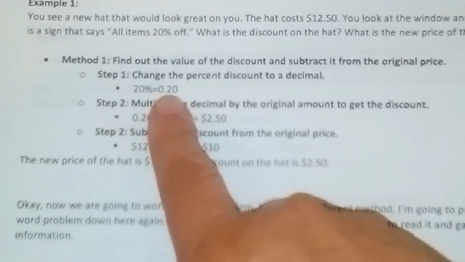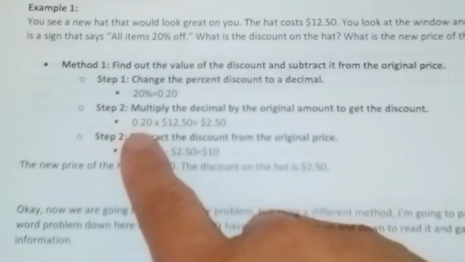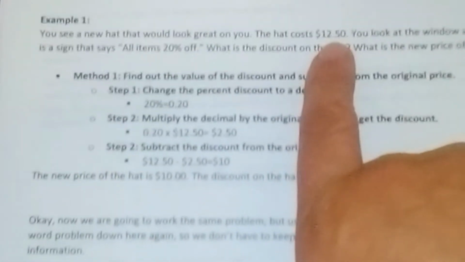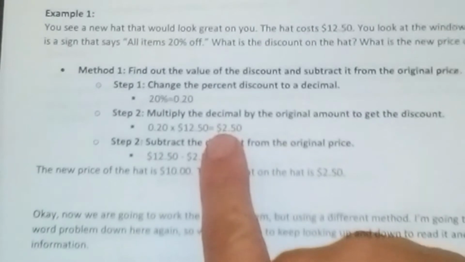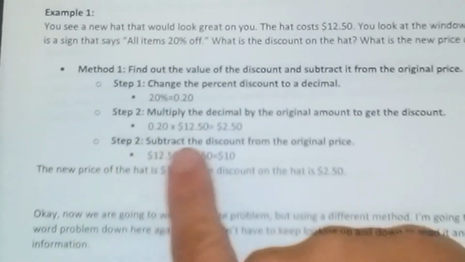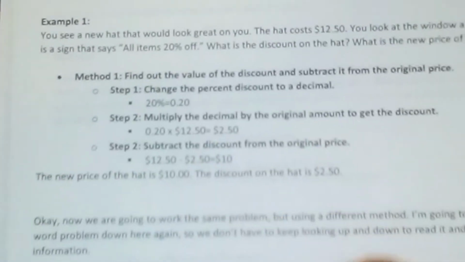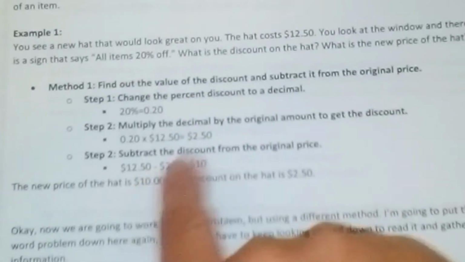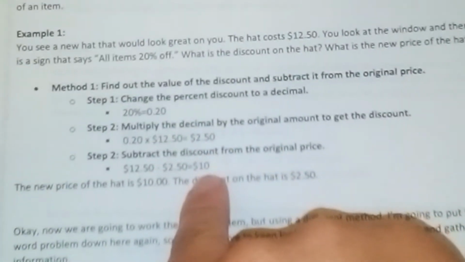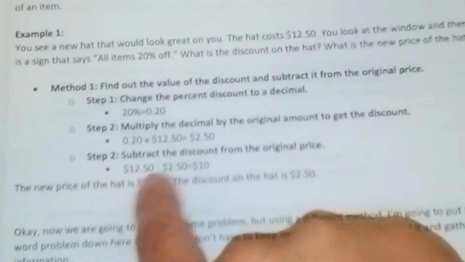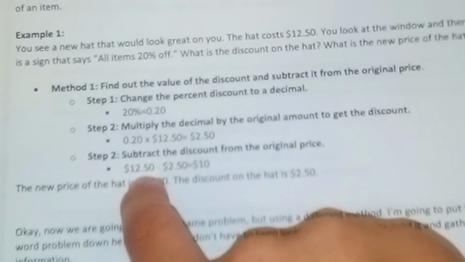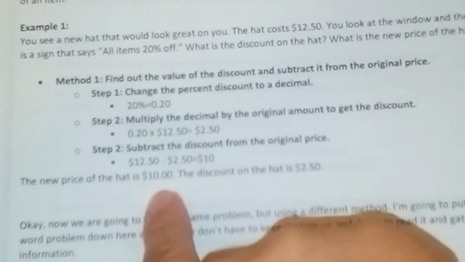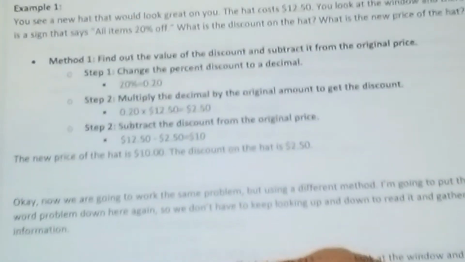Our second step is to multiply the decimal by the original price to get the discount. So we are going to use our decimal of 0.20 times the original price, which is up here in the problem, which is $12.50. And when we multiply that, we get $2.50. Step 3 is to subtract the discount from the original price. So we are going to subtract the original price of $12.50 minus our discount of $2.50. And when we do that, we get $10. So whenever we are subtracting decimals, remember you need to line up your decimal point, okay? So the new price of the hat is $10, and our discount was $2.50.